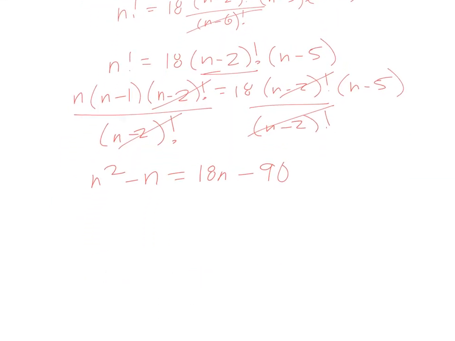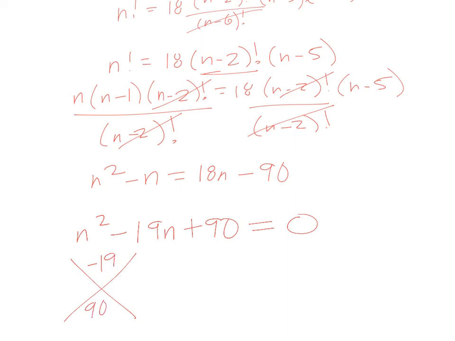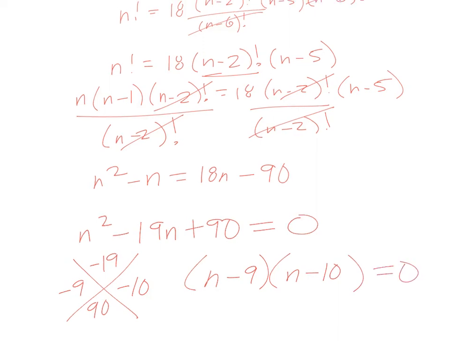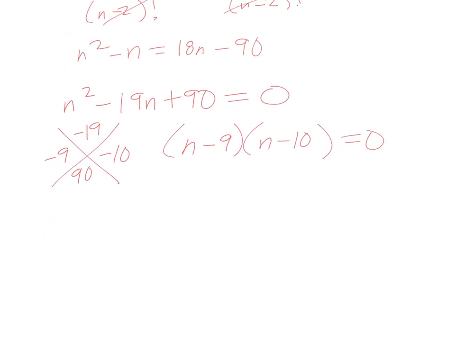Move everything over to the left side, and I get n squared minus 19n plus 90, and that's equal to 0. Okay, and now I'm going to apply the big X method. Gotta find two numbers that add up to negative 19, multiply, give me 90. That's negative 9 and negative 10. So I end up with n minus 9 times n minus 10, and that's equal to 0. All right, so I have n equals 9 and n equals 10.